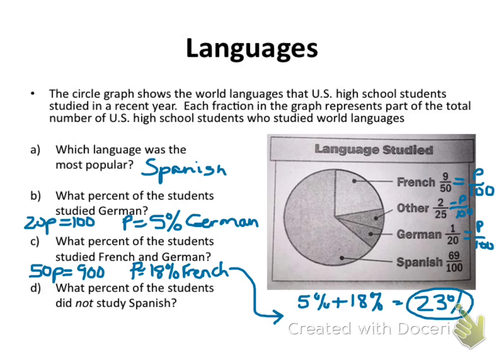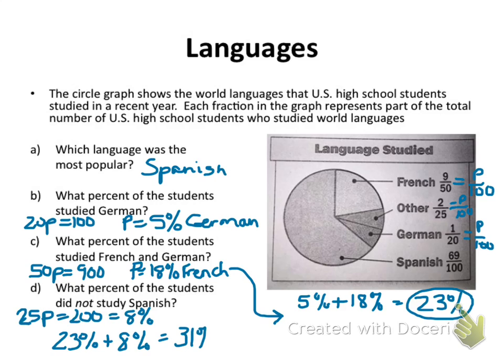So if we're calculating other, we have 25p equals 200. So other is 8%. So we have 23 from French and German plus our 8% equals 31%. Another way that I told you is to look at Spanish and take that from 100%. Okay, and you get the same answer.